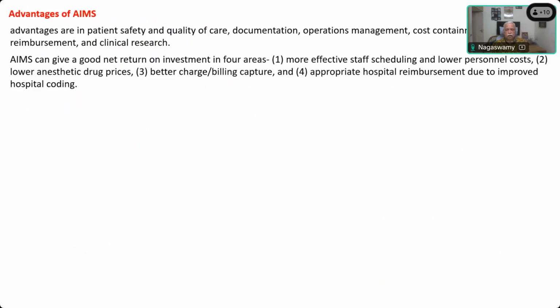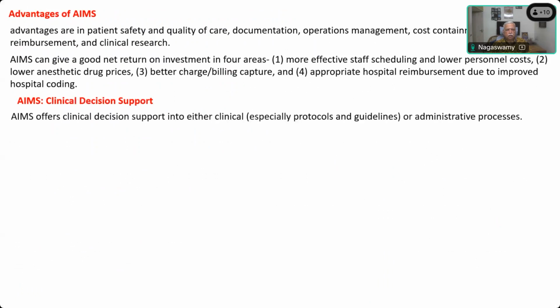More effective staff scheduling. Nowadays, getting qualified nursing staff and other people for the hospital is becoming more and more difficult. By utilizing the manpower correctly, you can get the most efficient work done. Then the lowest anesthetic drug prices, better charging, billing, and appropriate hospital reimbursement can all be done using this information.